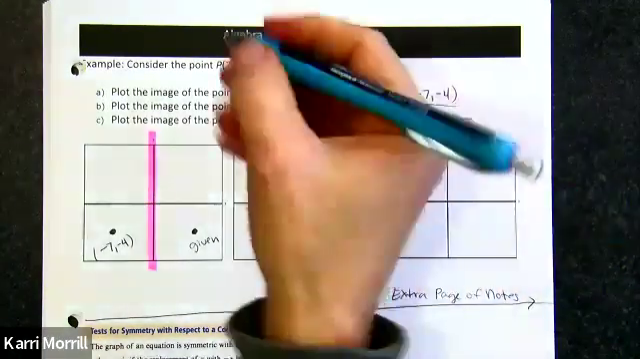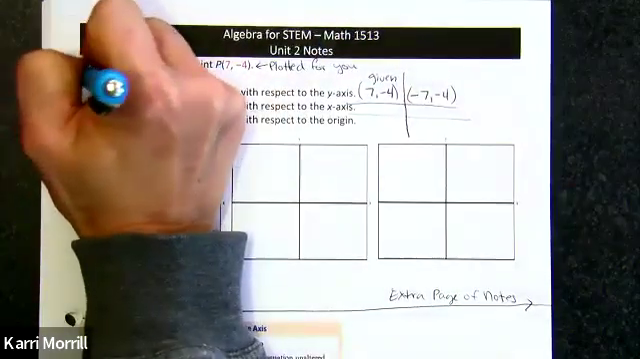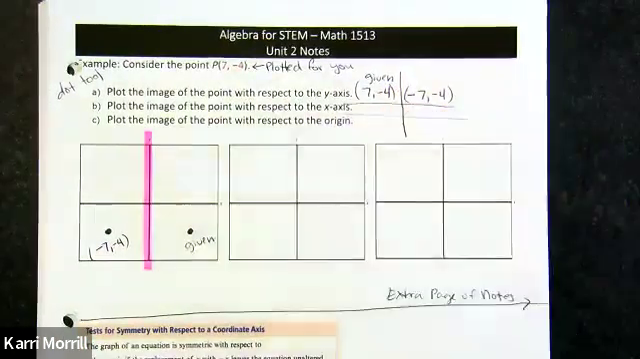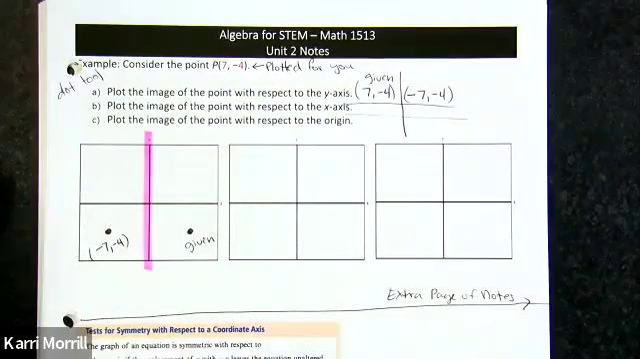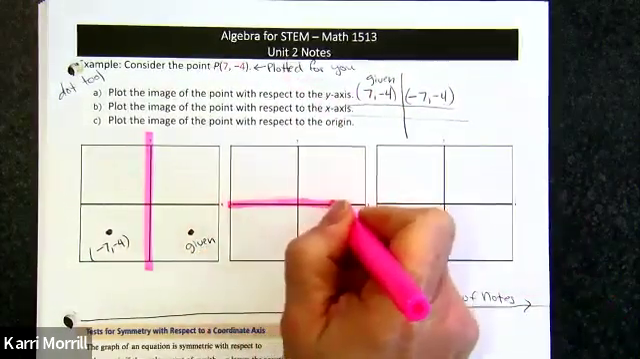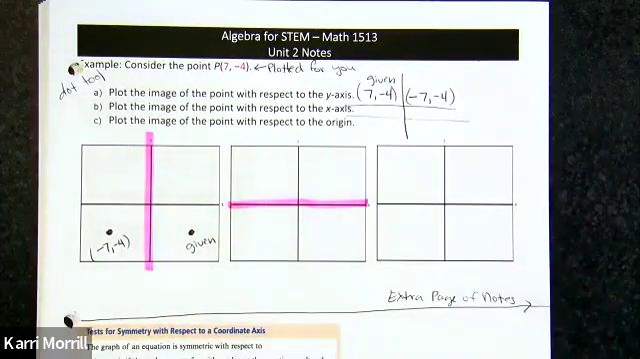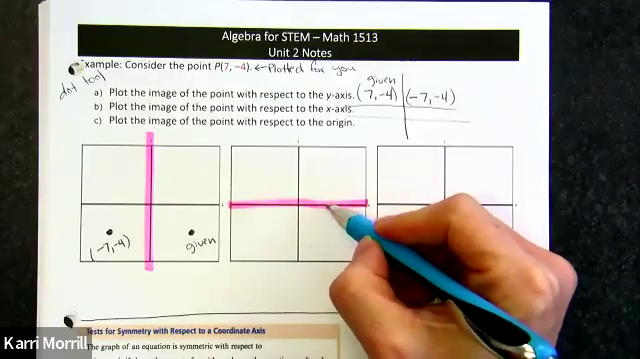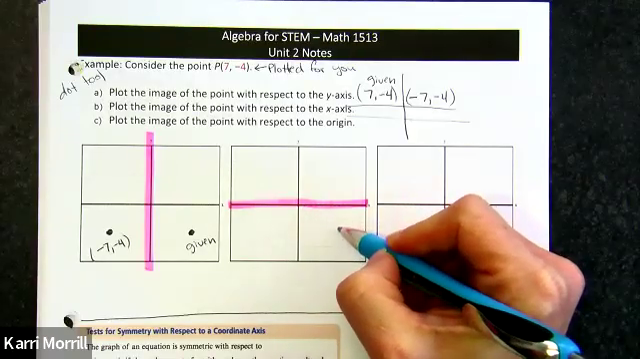So you're just going to have to use the dot tool in WebAssign to plot that point in respect to your y-axis. Okay, now we use the same exact ordered pair because we're just practicing all of them with different instructions. So this is 7, down -4.